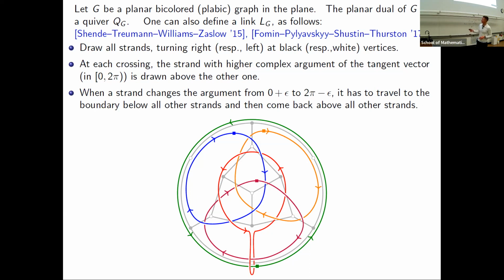And you do this for all these other little rectangles. I didn't draw it, but this orange curve would have to go up below all other strands and come back above all other strands. So you get a link for any plabic graph, and this construction is invariant under rotations, square moves, and everything.